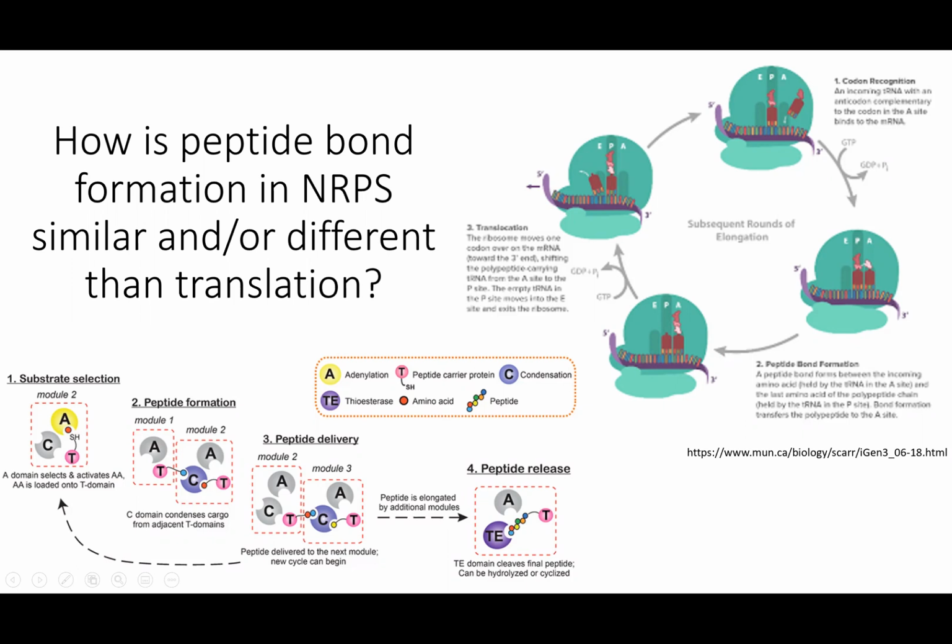And then finally, the last one is going to be the termination step. The termination step is the most different, where you have a thioesterase that's cleaving off the peptide carrier protein, versus a stop codon that's going to eventually end the peptide bond formation. And so again, those are how similar they are in function.